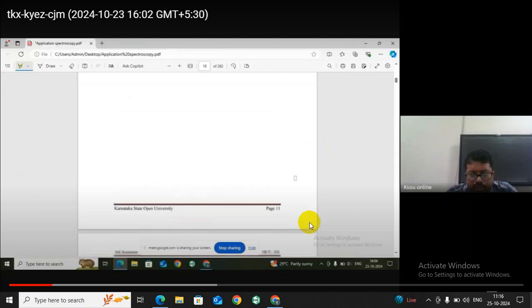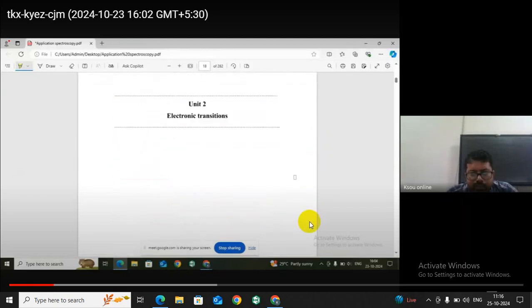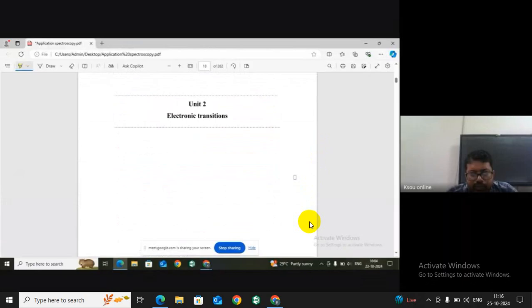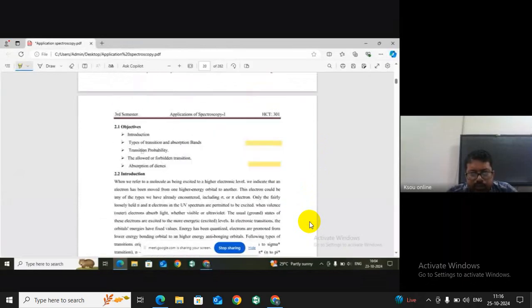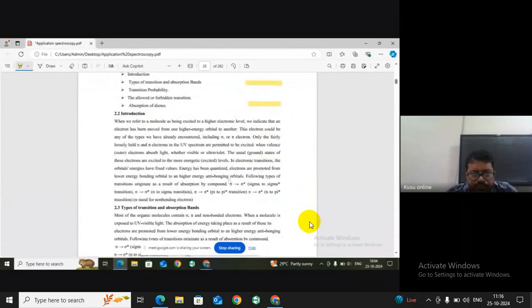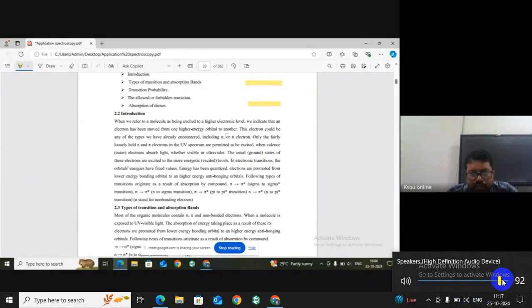Unit 2, electronic transitions. When we refer to the molecule as being excited to a higher electronic level, we indicate that an electron has been moved from a lower energy level to a higher energy level.